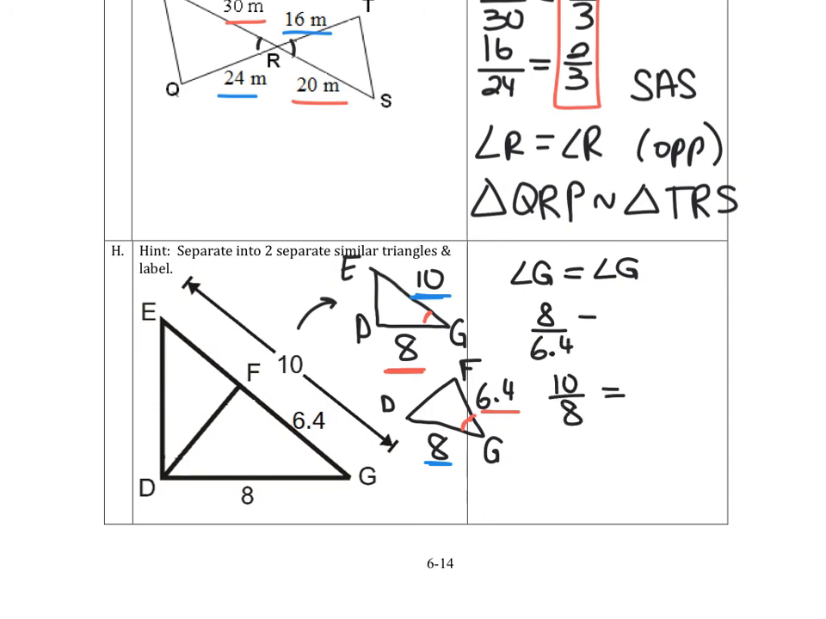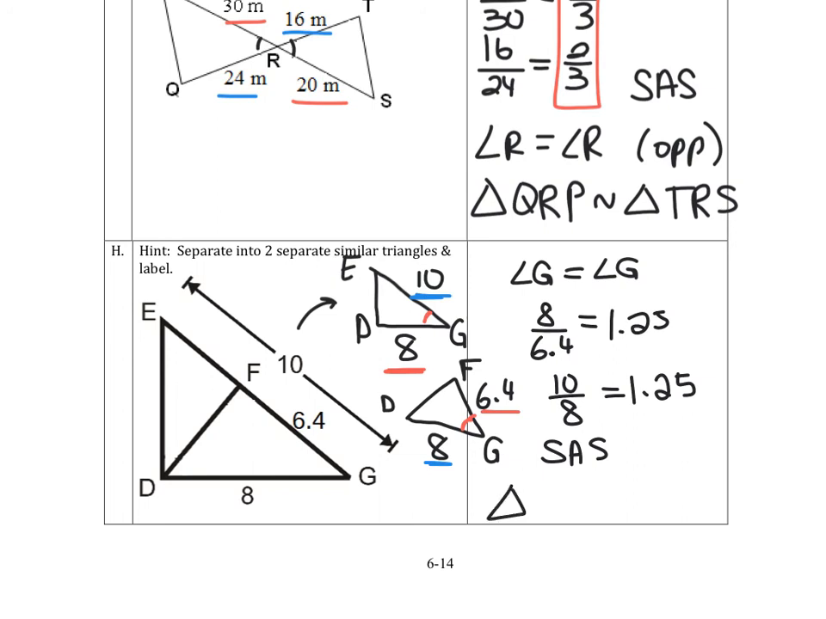And I'm actually just going to use my calculator to simplify these ratios. So when I do 8 divided by 6.4, I get 1.25. And I hope when I do 10 divided by 8, I get 1.25. And I do. So this is a side angle side proof. Okay, and now I can write my statement.